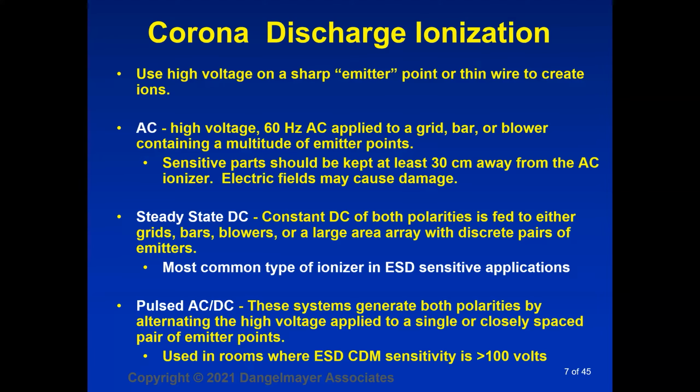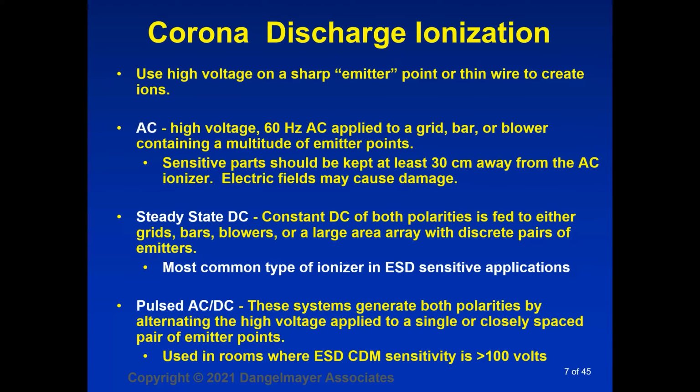Now, the high voltage that we apply can be different types. We start off with AC ionization, where we just produce high voltage by stepping up the line voltage, apply it to a grid, a bar, or a blower containing an array of emitter points, and this will produce your ionization. We should keep sensitive parts at least 30 centimeters away from the AC ionizer because there are high electric fields at the emitter points that may cause damage.